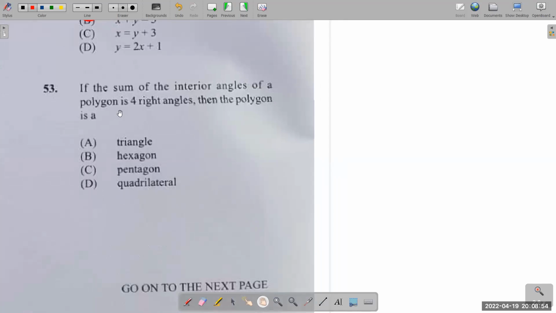All right, let's go. If the sum of the interior angles of a polygon is 4 right angles, then the polygon is a what?